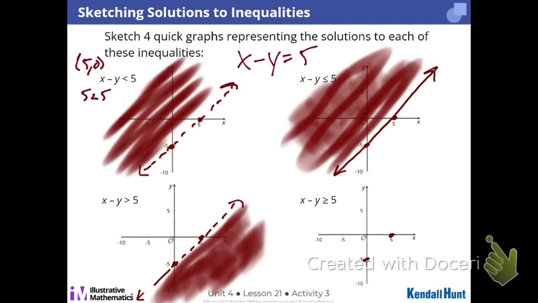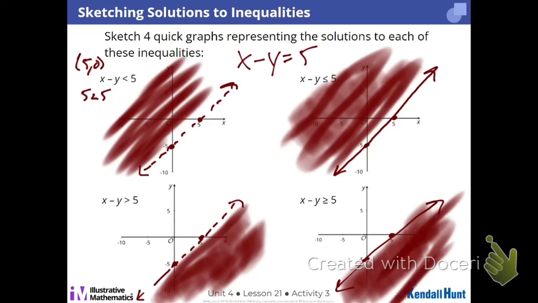Last one. Does the line work? Yes, because it can equal 5. There's my reference line. It does work. Let's test the origin. Is 0 greater than 5? No, 0 is not greater than 5. So I'm shading below. You can always, after you shade, test out a point from the shaded area and a point from the non-shaded area. You can always test points.